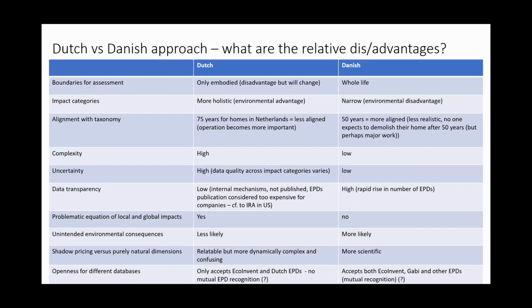And then we were talking about the openness for different databases, and maybe you want to correct us here. So it seemed to people in our group that the Dutch approach only accepts EcoInvent, one of the lifecycle inventory databases, and Dutch EPDs, and there's no mutual EPD recognition with other programs, whereas in the Danish approach, they accept both EcoInvent and GaBi, and there's mutual recognition with other EPD programs.